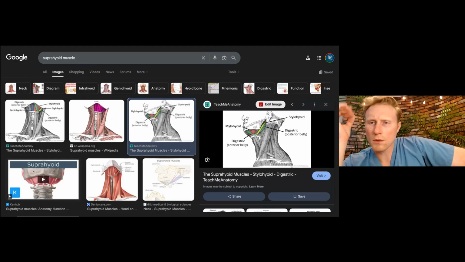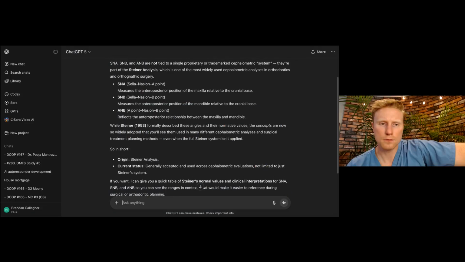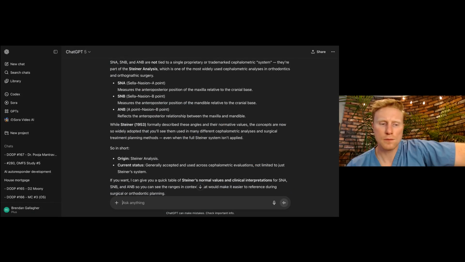Okay, so what's next? You glitched there again. What's the next question? What's the most critical factor in determining the sequence of the two procedures, maxilla or mandible first?